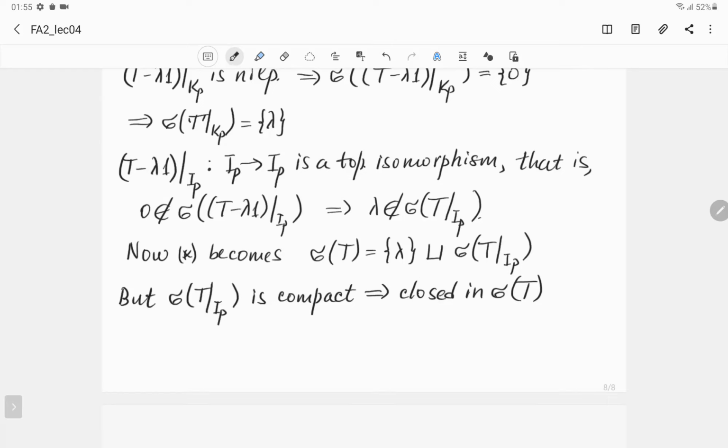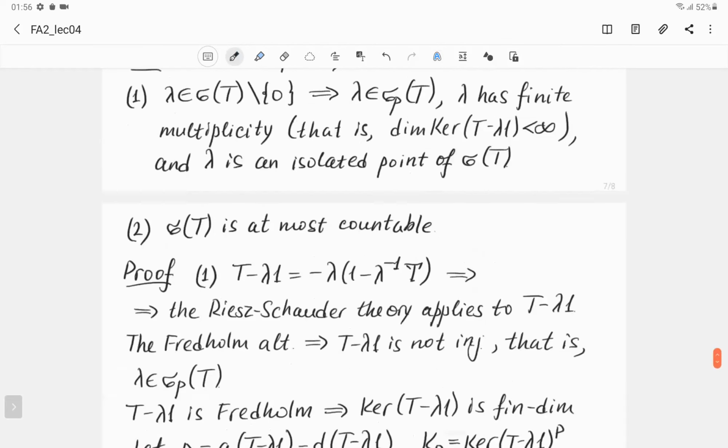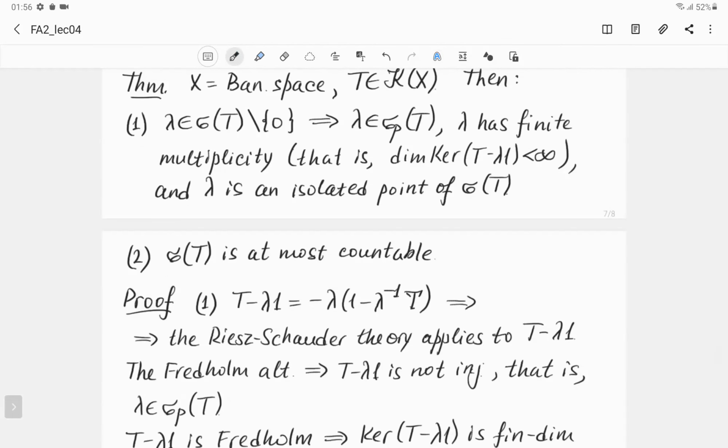And now the above formula implies that lambda is an isolated point. Its complement is closed, so it is an open subset in sigma of T, that is, an isolated point. And this completes the proof of the first part of our theorem. So we have shown that each non-zero element of the spectrum is an eigenvalue of finite multiplicity and is an isolated point of the spectrum.